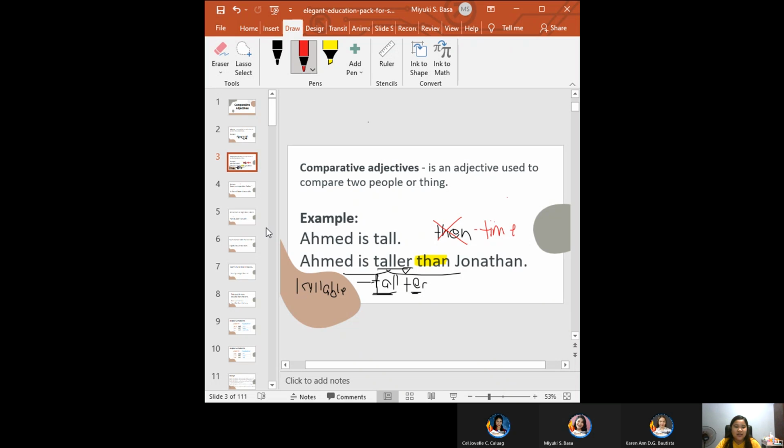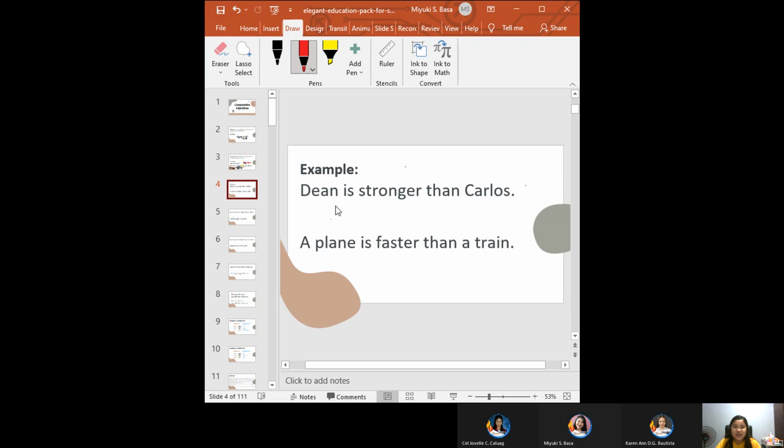Okay, I will give you more examples to help you better understand how comparative adjectives are used in the sentence. Now, can you please read the first sentence, Miss Kaluwag? Dean is stronger than Carlos. Okay, now my question is, what is the comparative adjective in the sentence?